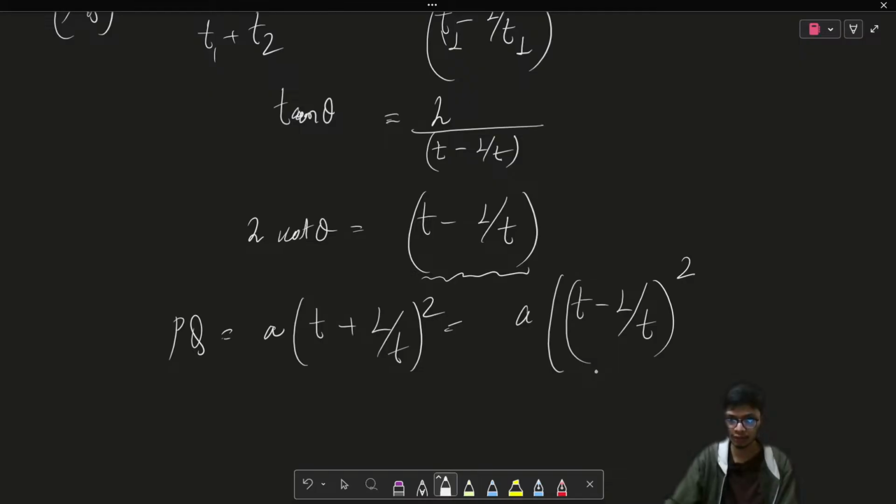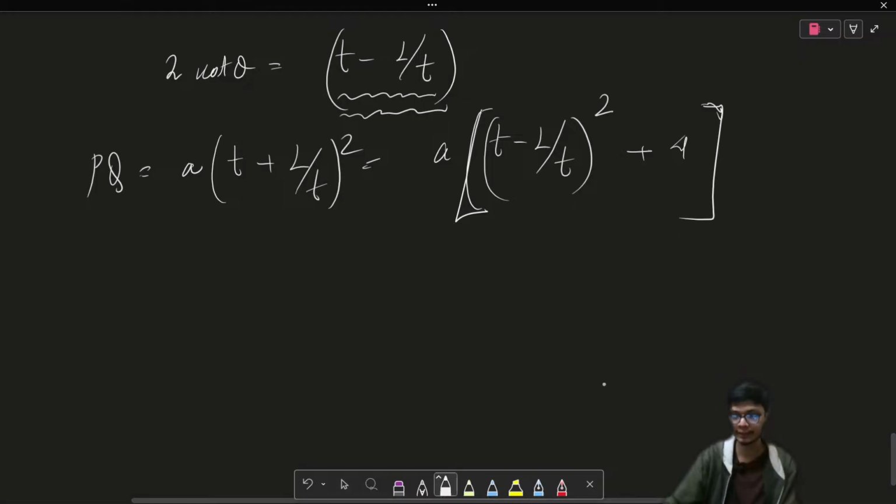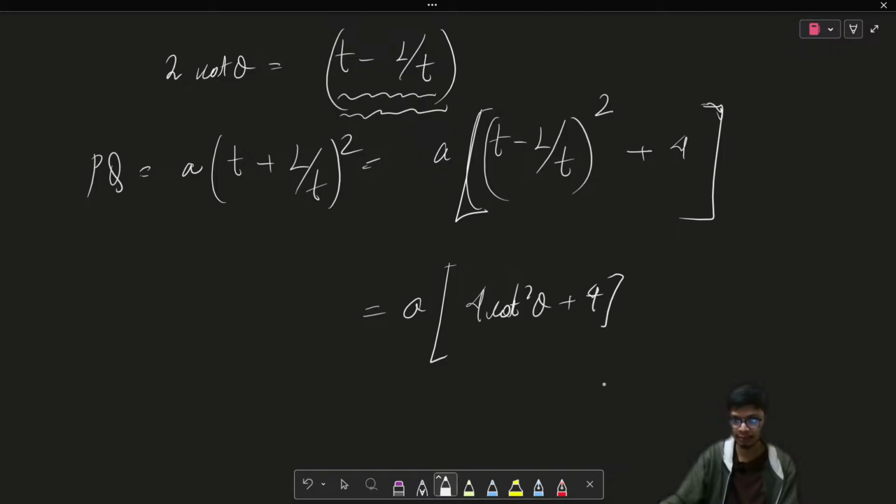Why am I doing this? Because I know the value of t minus 1 upon t, so I'm doing a modification. t plus 1 upon t whole square can be written as t minus 1 upon t whole square plus 4. Okay, plus 4. Alright, so if I substitute the value over here, I get the relation a times 4 cot square theta plus 4, which can be simplified using the trigonometric identity to 4 times a cosecant square theta.